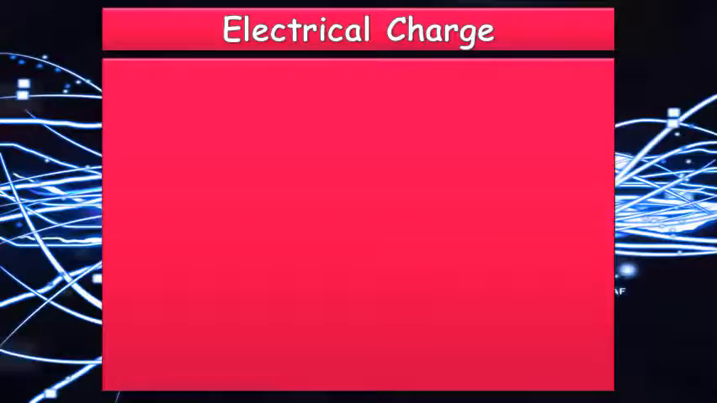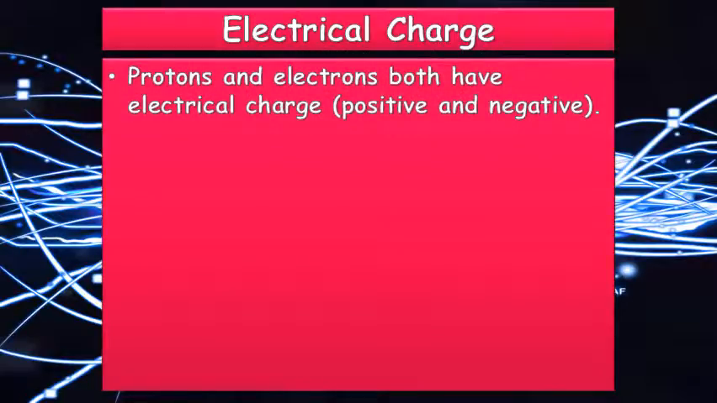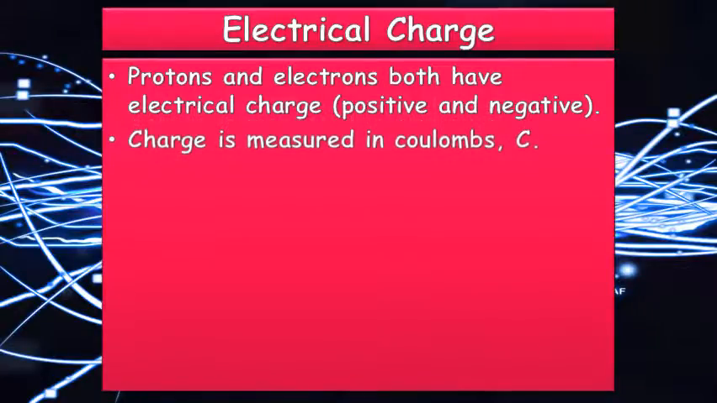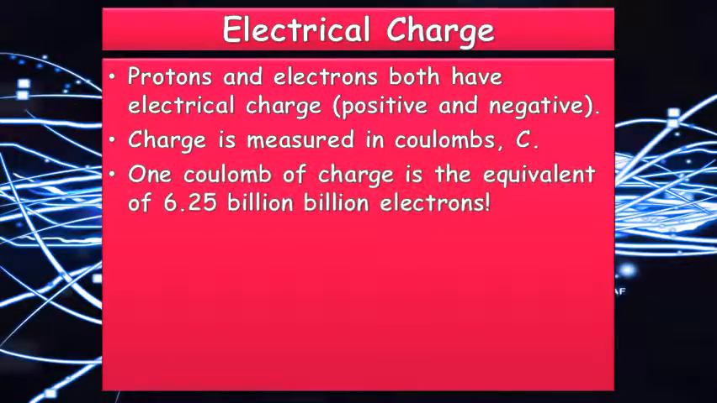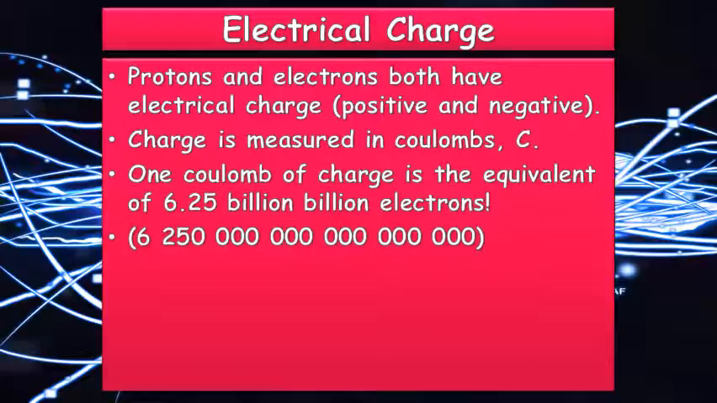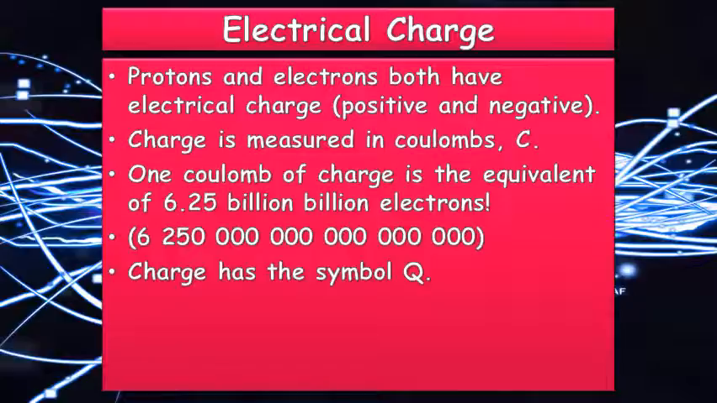So continuing looking at electrical charge, protons and electrons both have electrical charge, protons being positive and electrons being negative. Charge is measured in coulombs with the unit C. And 1 coulomb of charge is equivalent to a large number of electrons, 6.25 billion billion in fact, and there it is as a number. And finally, charge has the symbol Q.